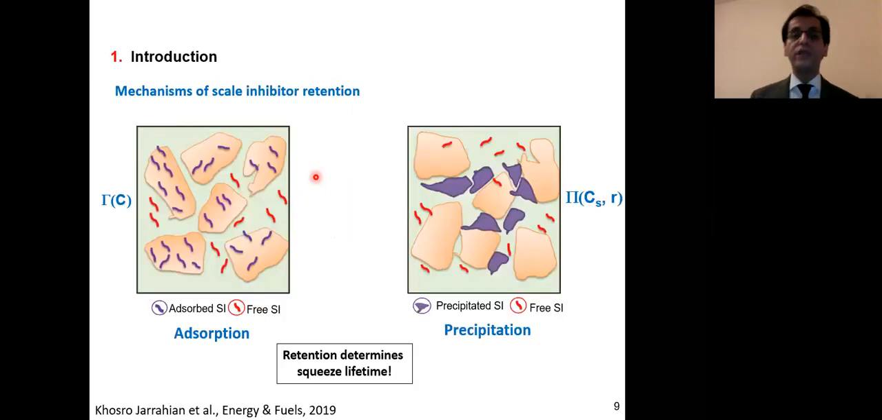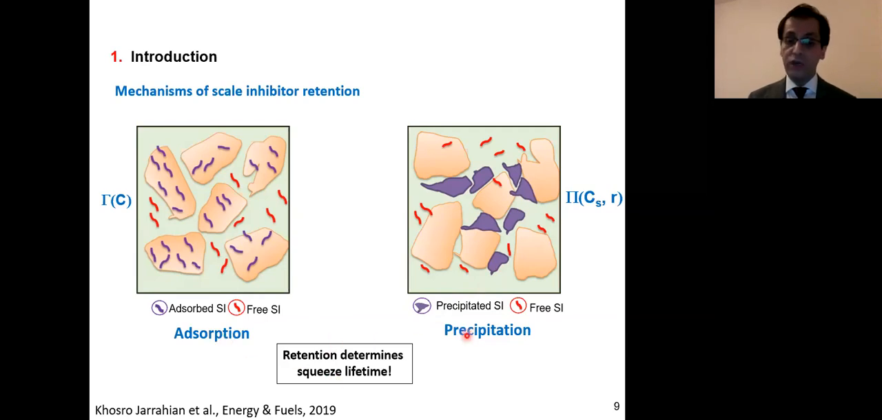So now we need to understand what the main mechanism of scale inhibitor retention is. There are 2 different types of retention mechanism: adsorption and precipitation. In the adsorption mechanism, the dissociated scale inhibitor is adsorbed on the surface of the rock through electrostatic interaction or physical interaction between the rock and mineral formation. On the other hand, in precipitation, the scale inhibitor interacts with divalent cations, particularly calcium, and gets precipitated.